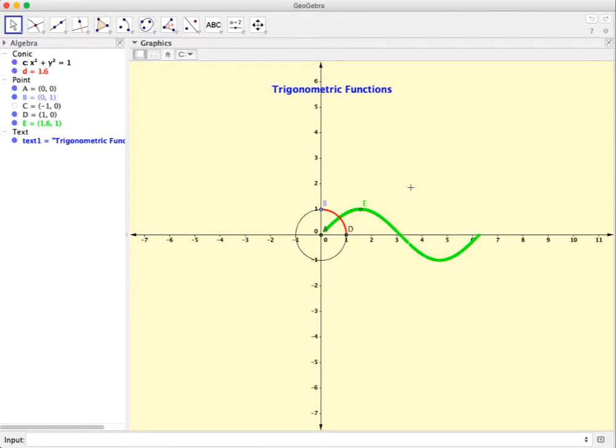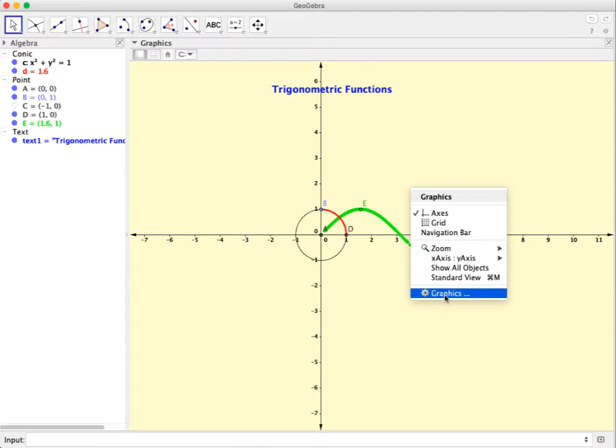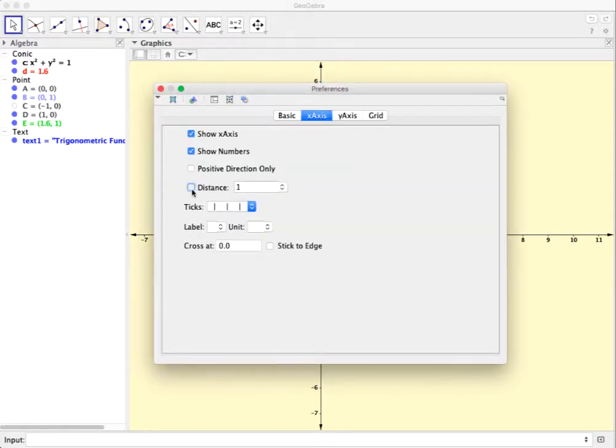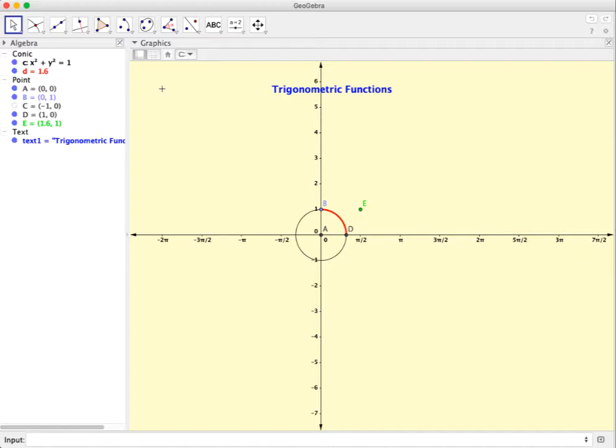Just to get you more understanding of it, I'm going to change the scale on the x-axis. And here on the x-axis, let's choose the labeling to be distance, but not 1 unit, but pi by 2. So now the markings are in radians. It becomes easier for you to accept and understand this function. So this is how the graph looks.